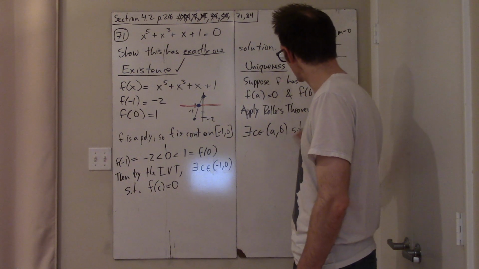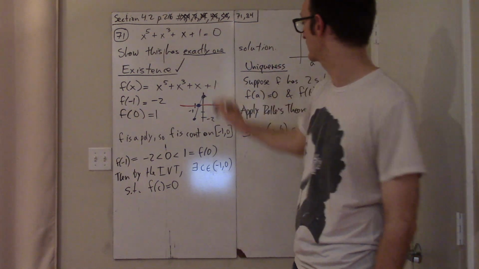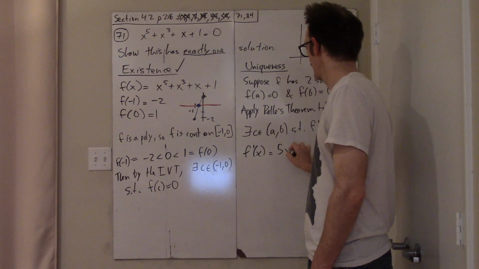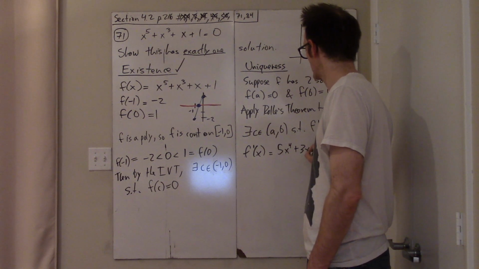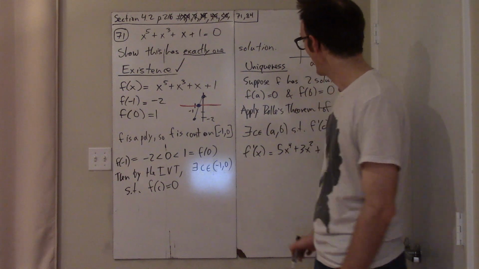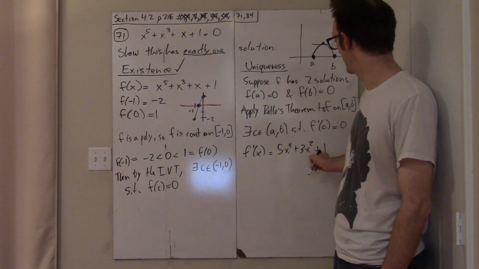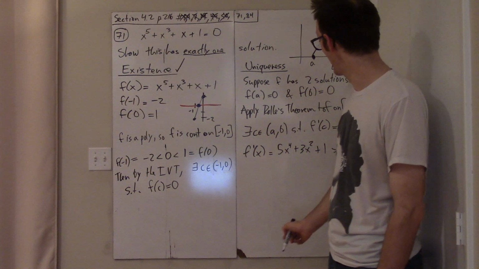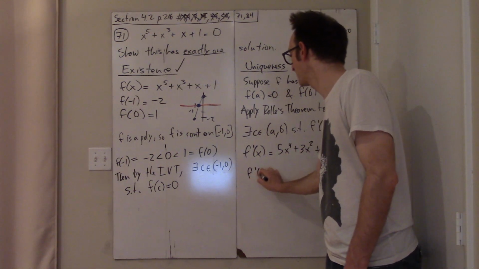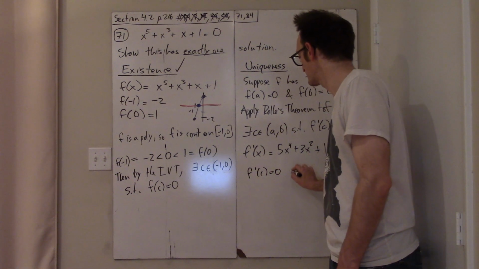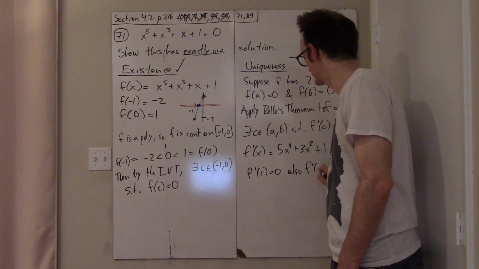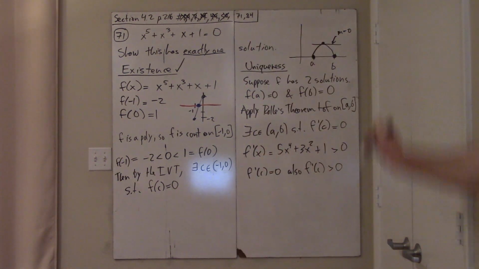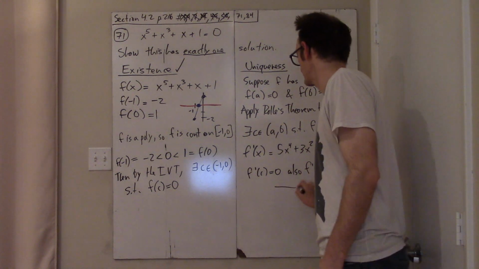Okay, what's wrong with that? Well, now when we go to actually take the derivative, we see that the derivative of this function is 5x to the fourth plus 3x squared plus 1. And this term is always positive, this term is always positive, and this term is always positive. So on the one hand, we have that f prime of c is 0, but also f prime of c has to be positive because the derivative is always positive. And so this is a contradiction.